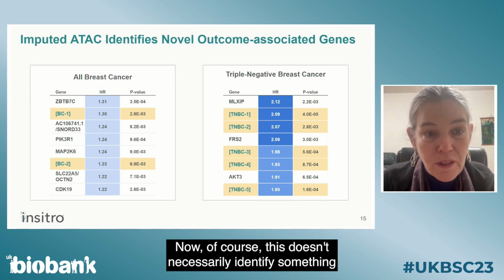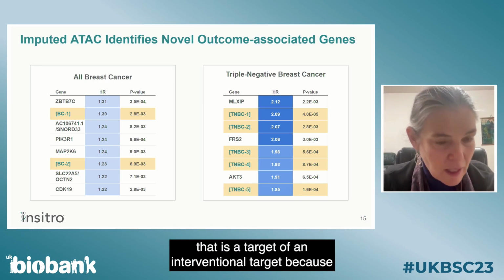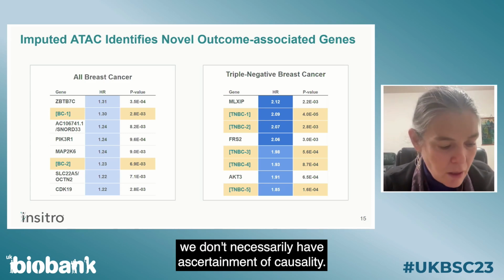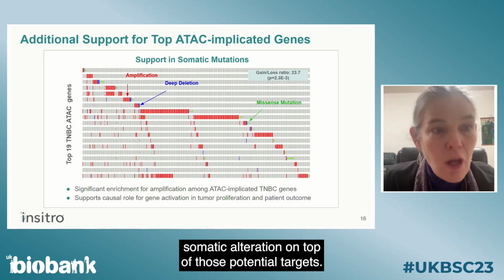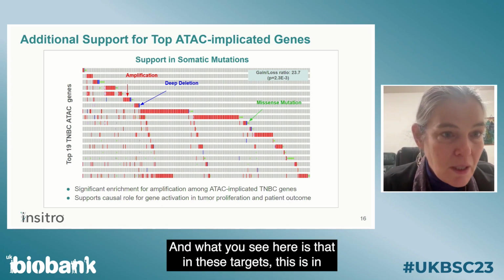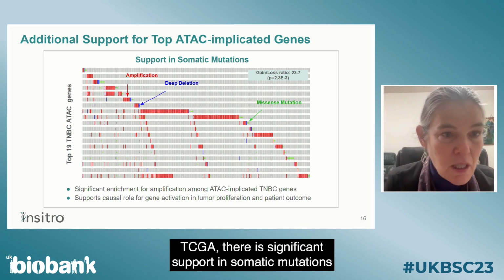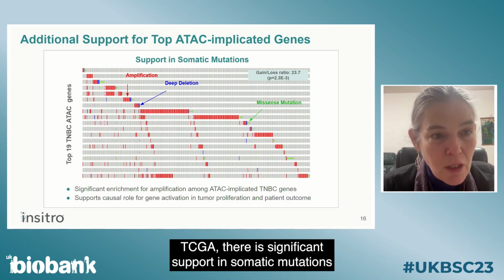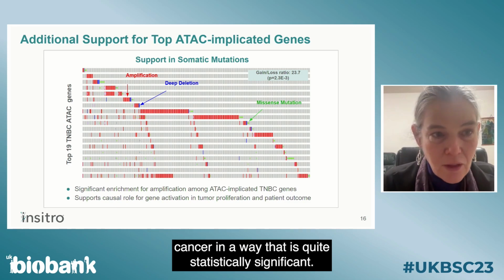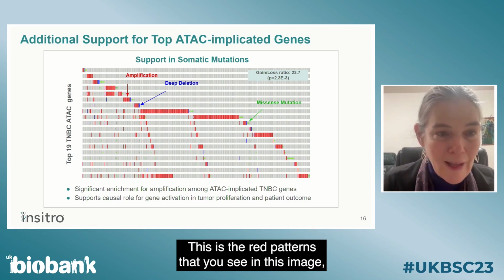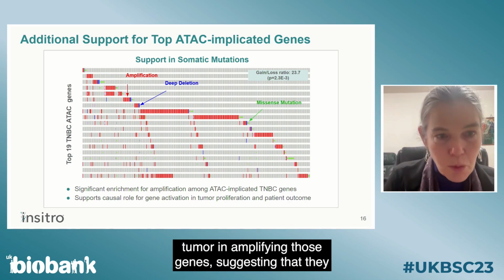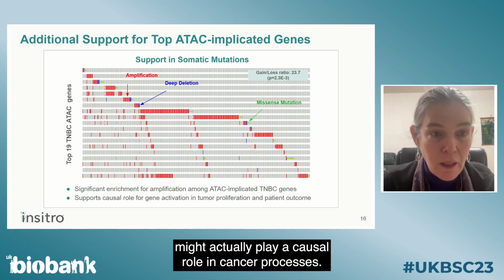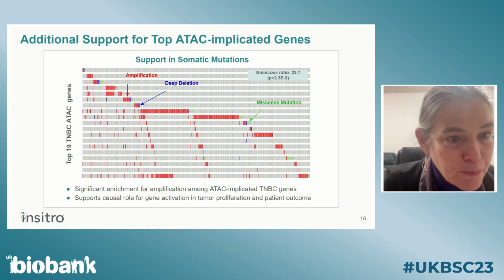So we can actually identify genes that have a very significant hazard ratio for survival. Now, of course, this doesn't necessarily identify an interventional target because we don't necessarily have ascertainment of causality. But here, for example, is the ability to overlay an additional source of information, in this case somatic alteration, on top of those potential targets. And what you see here is that in these targets, this is in TCGA, there is significant support in somatic mutations, in that many of those genes are actually amplified in cancer in a way that is quite statistically significant. This is the red patterns that you see in this image, suggesting that there is actually a benefit to the tumor in amplifying those genes, suggesting that they might actually play a causal role in cancer processes.